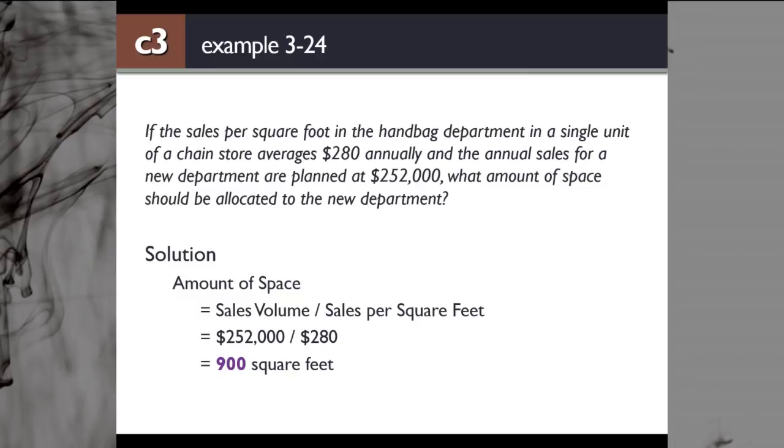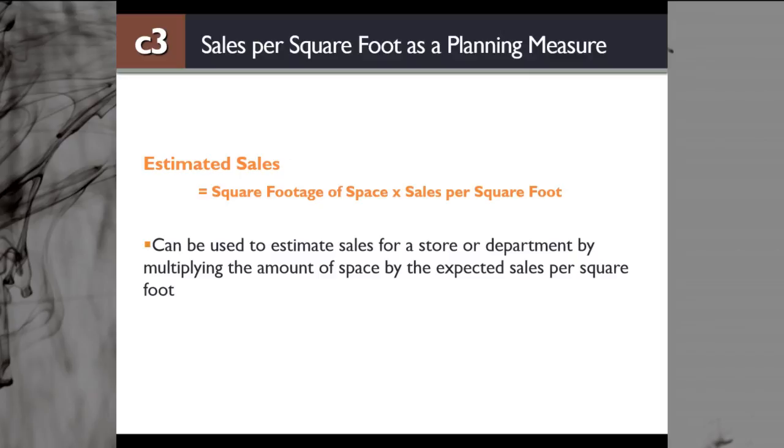This is really important to see how much productivity you have based on the space. This gives you the idea of how you can make a plan for the amount of space. And also you can calculate the estimated sales if you know the square footage of the space that you have and the sales per square foot. So you move things around and calculate the estimated sales based on the square footage of space and sales per square foot.